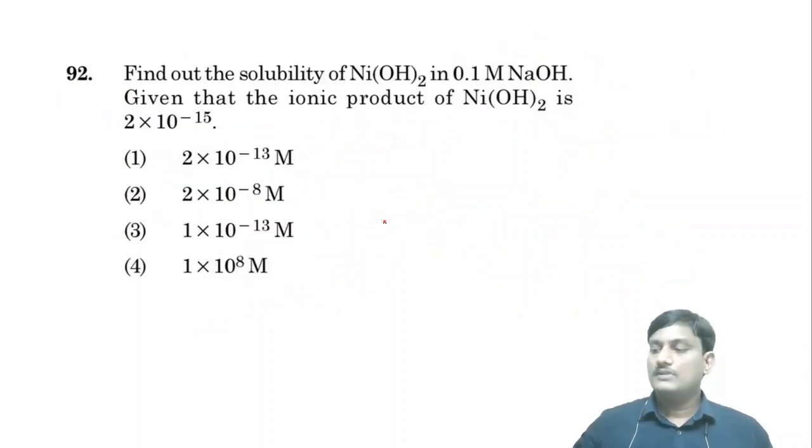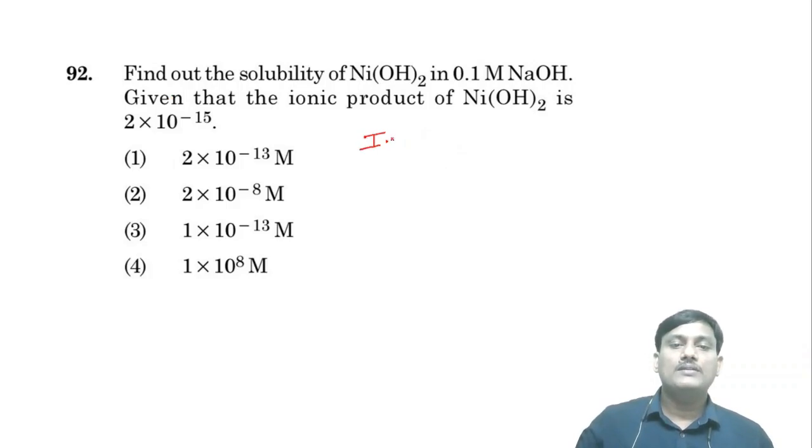Okay, the second question, that is question 92. Find out the solubility of Ni(OH)2 in 0.1 molar NaOH. Given that the ionic product of Ni(OH)2 is 2 into 10 to the power of minus 15. Okay, ionic product is given. You have to calculate what is the solubility.